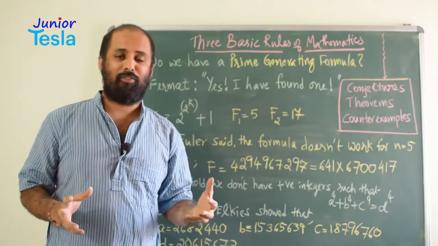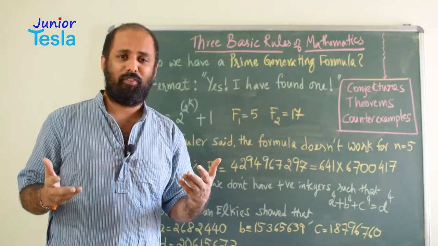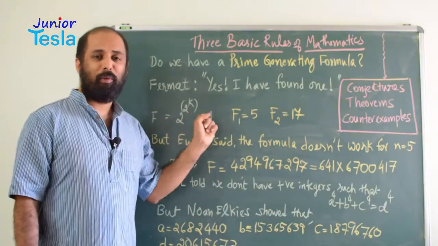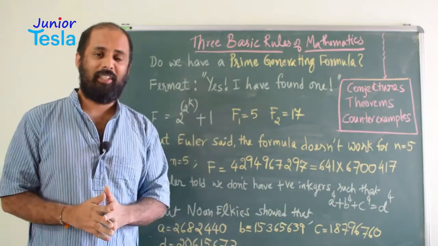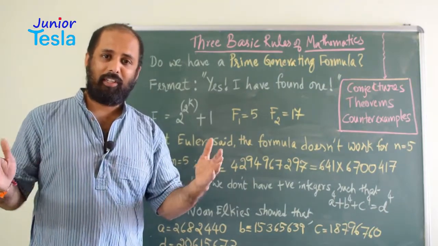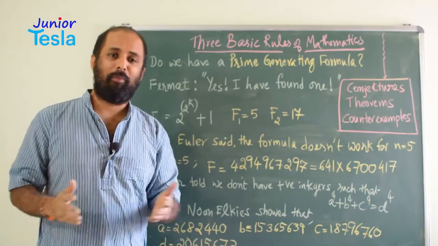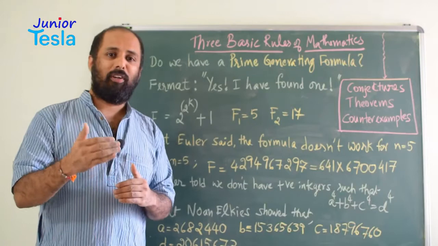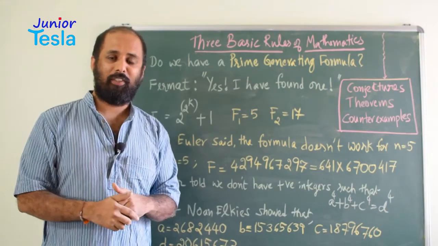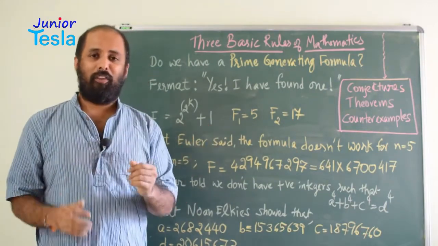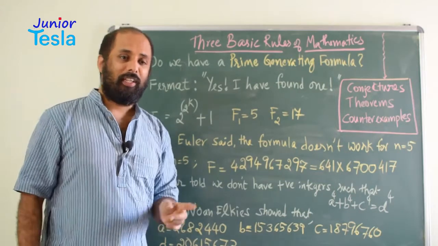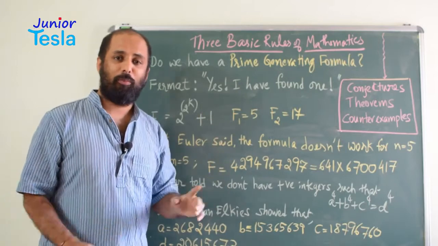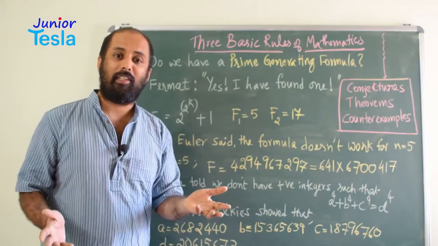All the mathematicians were so thrilled, they asked, what is the formula? So he said, f is equal to 2 power 2 power k plus 1. Now if you put k equal to 1, 2, 3, etc., you always get a prime number. Suppose you put k equal to 1, you get 2 power 2 plus 1, which is equal to 5. Similarly, if you put k equal to 2, then 2 power 2 power 2, that is 2 power 4, plus 1. 2 power 4 is 16, 16 plus 1 is 17.